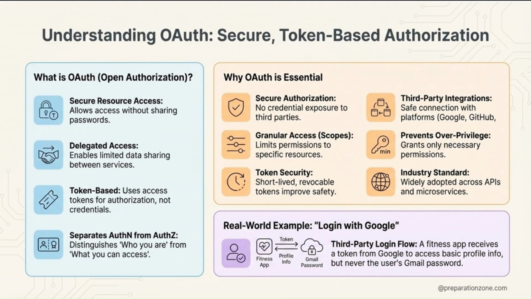Now let's see, why do we use OAuth? We use OAuth because it allows safe, controlled access. An app can access your data, like your name or email, without even seeing your password. Users also get fine-grained control. We call it granular access or scopes. For example, you can allow an app to read your contacts but not send emails. OAuth tokens are short-lived and revocable, which boosts the security.